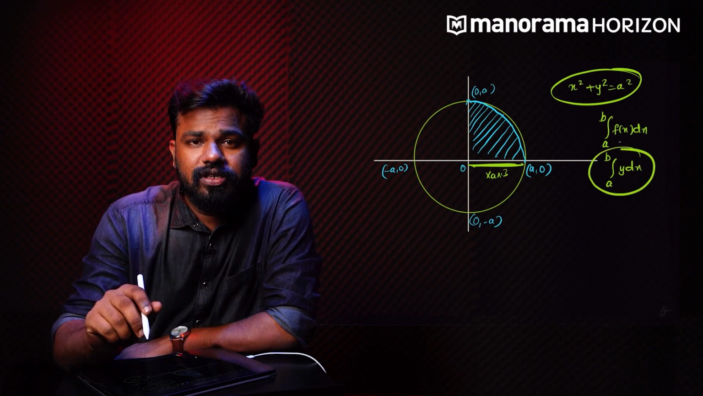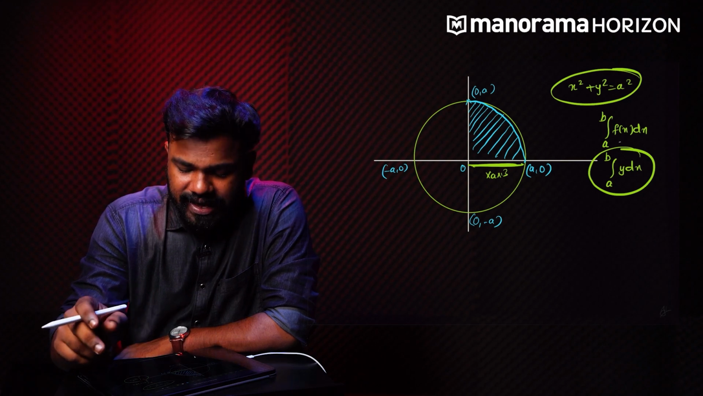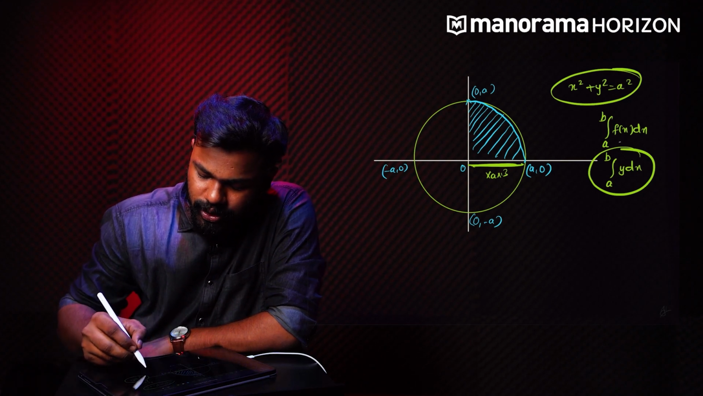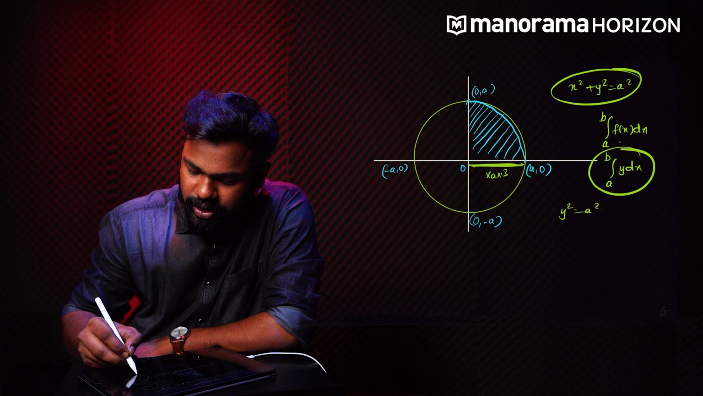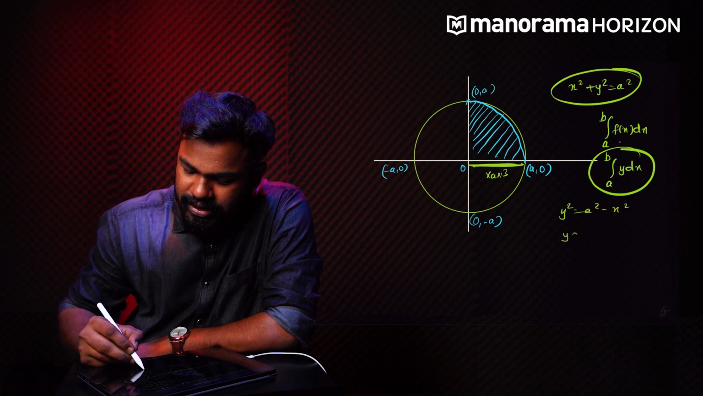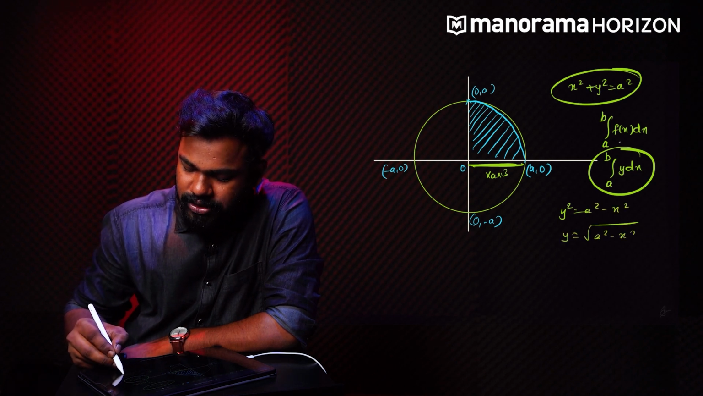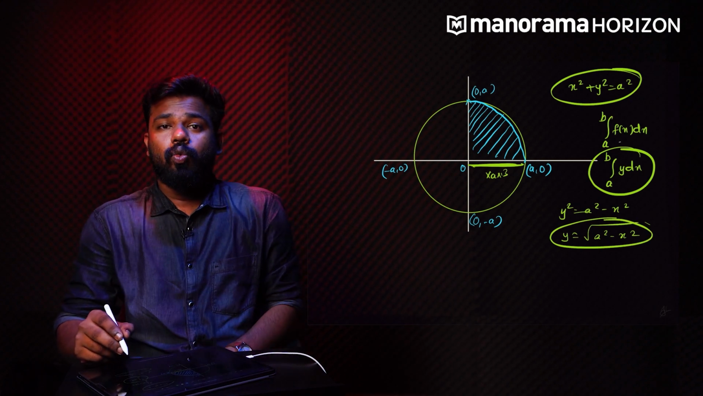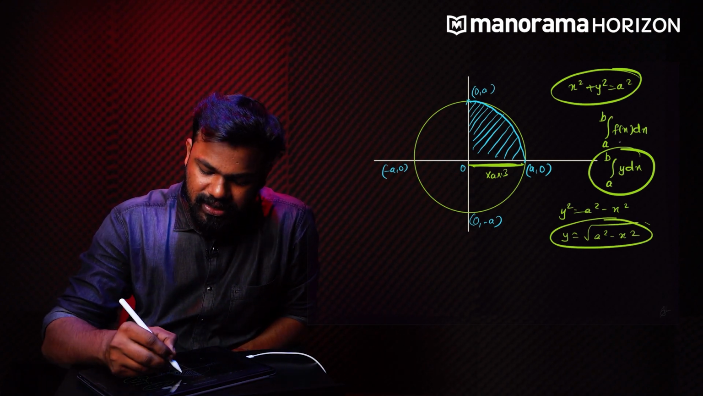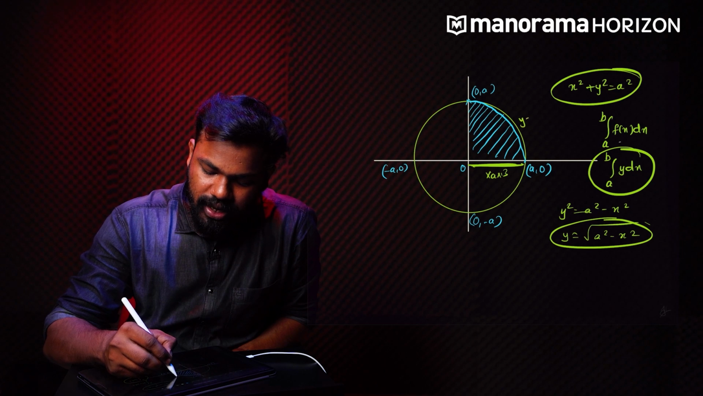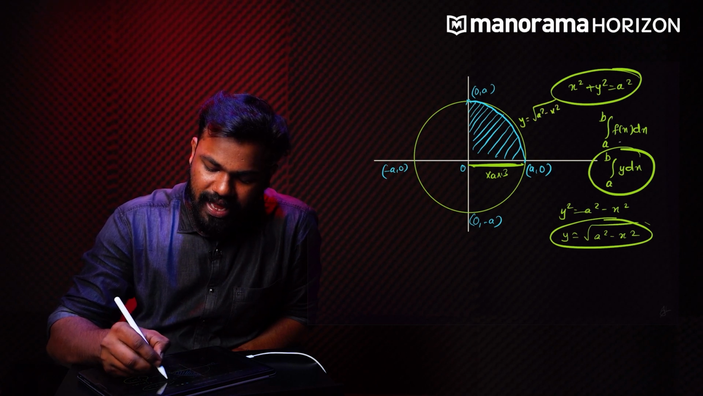According to the equation of the circle, x square plus y square is equal to a square, what can you deduce? You can say that y square is equal to a square minus x square, or y is equal to root of a square minus x square. So we have got what y is. So the curve here is y is equal to root of a square minus x square, right?